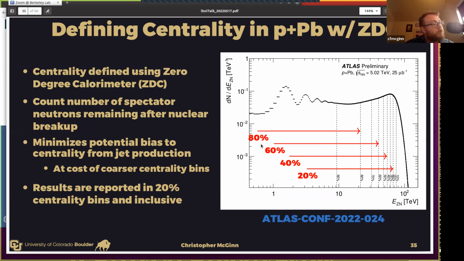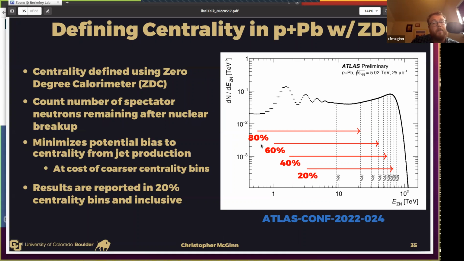This is the distribution of the energy deposited in the ZDC in the lead-going direction in this case. You can see that there's a bunch of different percentile lines. The individual dashed percentile lines correspond to 10%. However, we've gone with a coarser 20 percentile binning, and I've tried to highlight that with this red text on the plot.